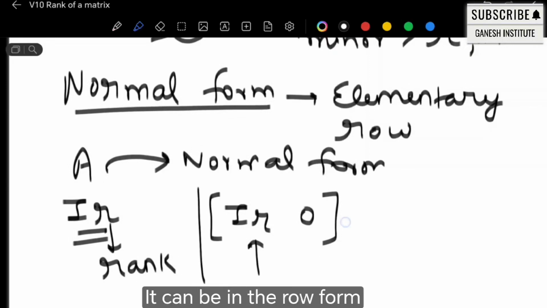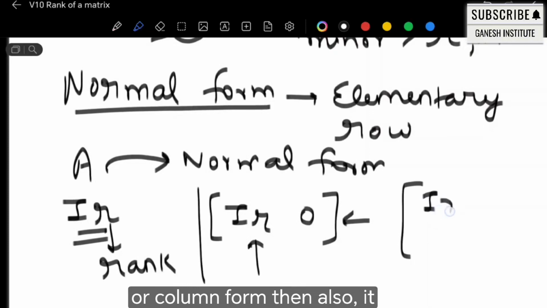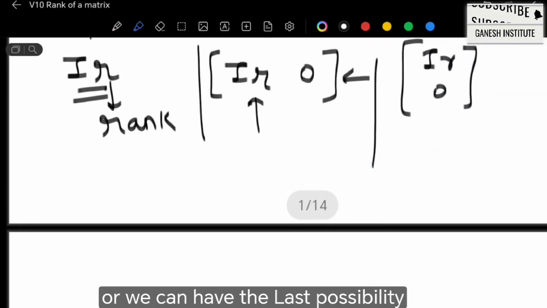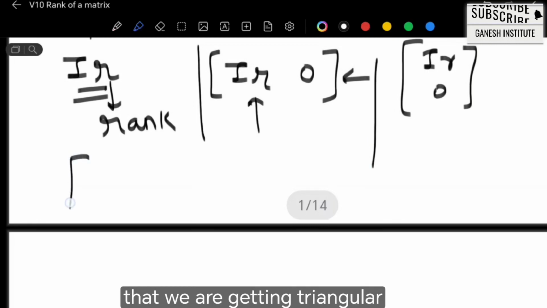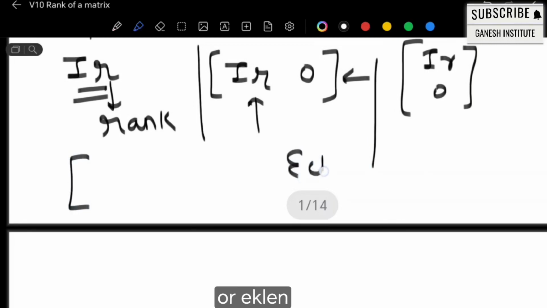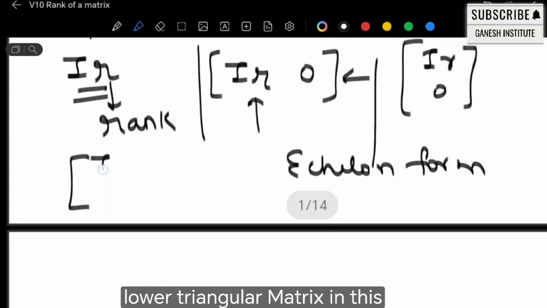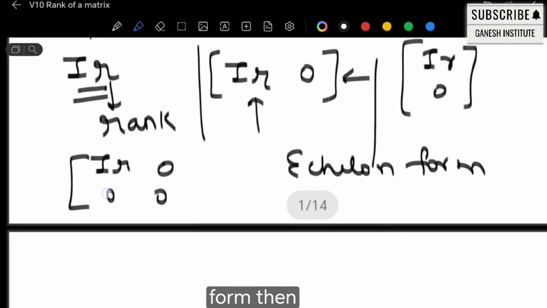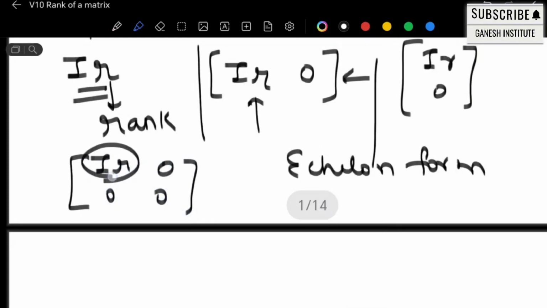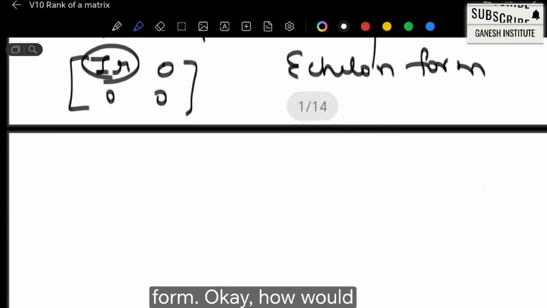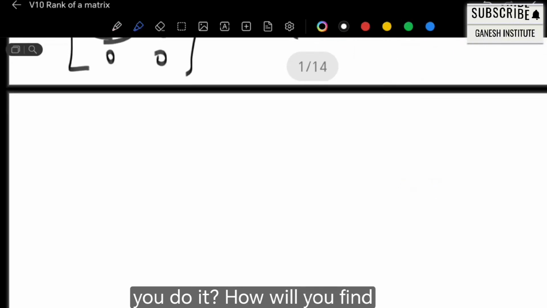It can be in the row form or column form, then also it is a normal form. Or we can have the last possibility that we are getting triangular or echelon form. Maybe we are getting upper triangular or lower triangular matrix in this form. Then also we will say that this is the rank, normal form. Okay. How would you do it? How will you find out the normal form?